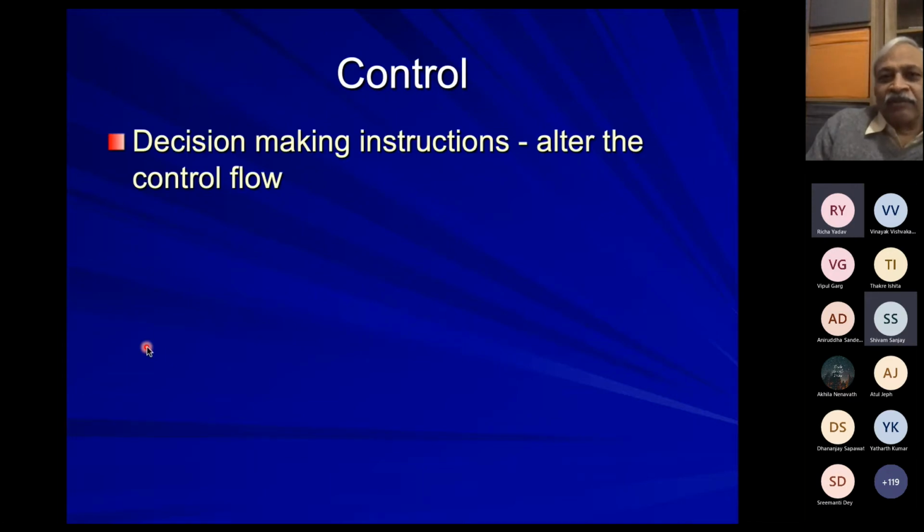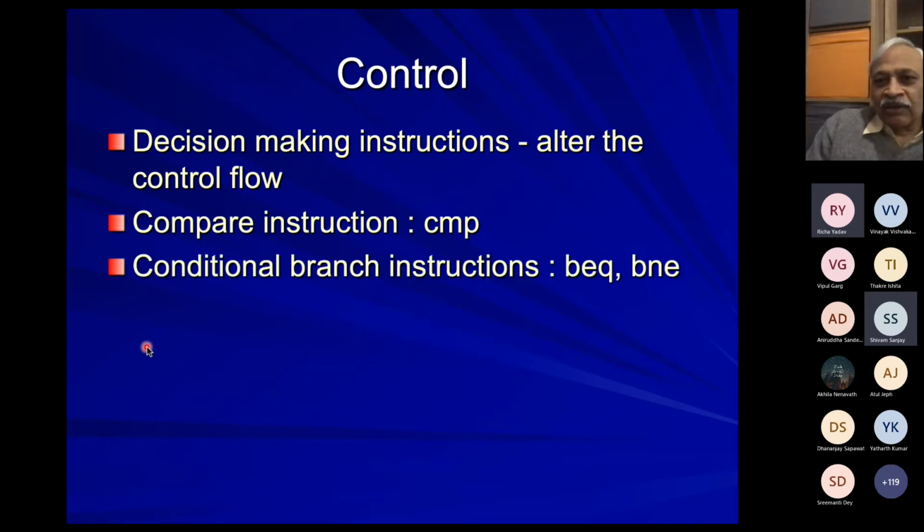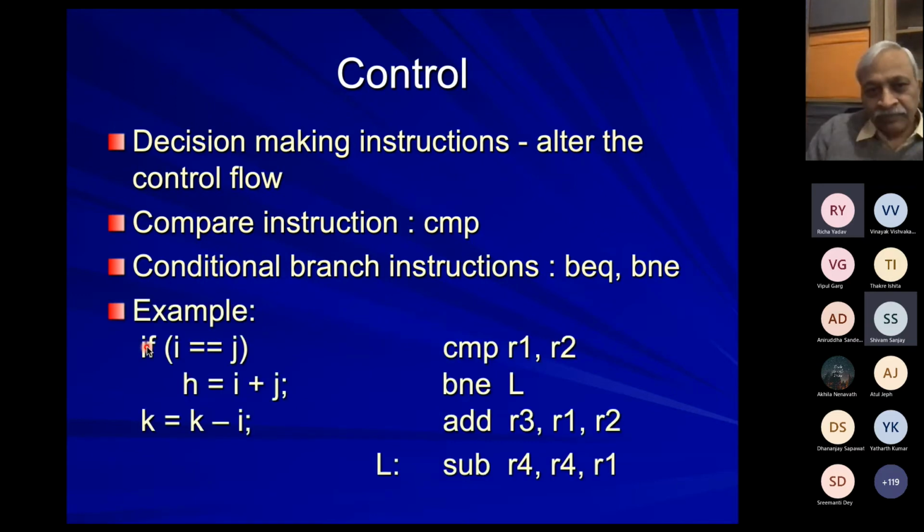Next, let's look at some decision-making instructions which alter the control flow. There is an instruction called compare, and compare in conjunction with conditional branch instructions like BEQ, BNE can do the job. So I'll illustrate that. Here we have a small code fragment from C. We're comparing I and J. If I is equal to J, then we perform this addition and put that in H. After this if statement, there is K equal to K minus I, another assignment statement. So how do we do that?